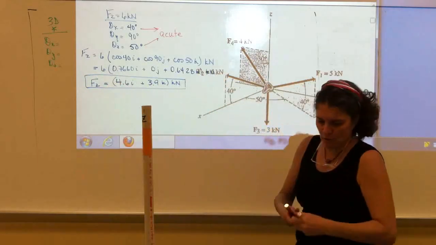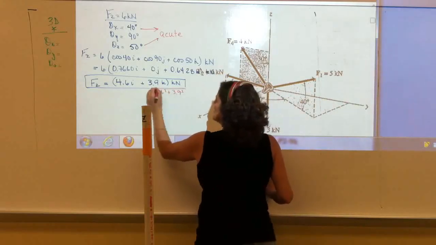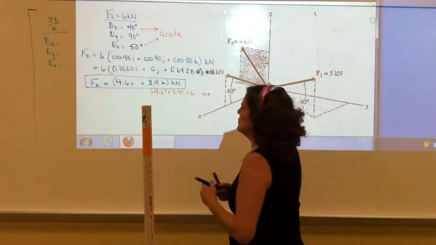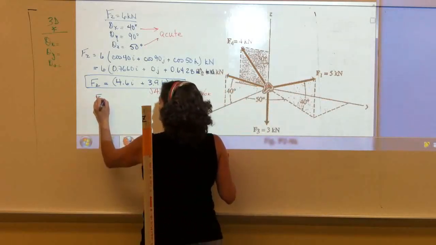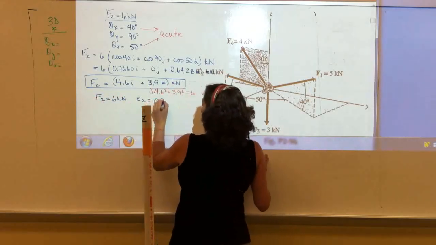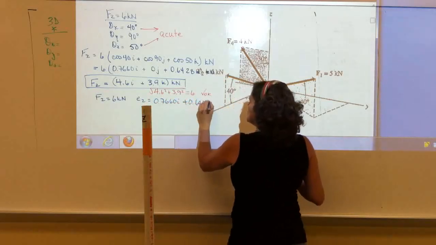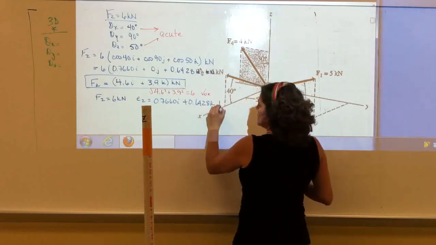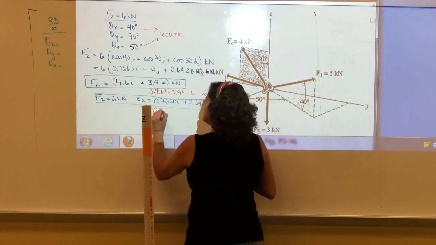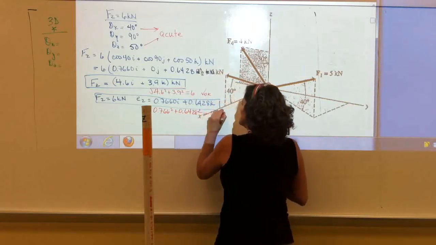This is represented in vector form. We do our check, 4.6 squared plus 3.9 squared under the radical should equal 6, and it does. Then we can do the magnitude of 6 kilonewtons, and the unit vector of F2 is 0.7660 I plus 0.6428 K. So that's the magnitude and unit vector. And we could do a check by saying 0.766 squared plus 0.6428 squared is equal to 1, and it does.